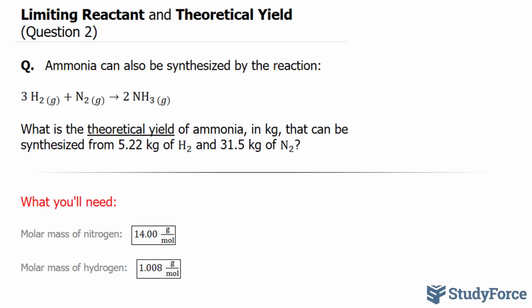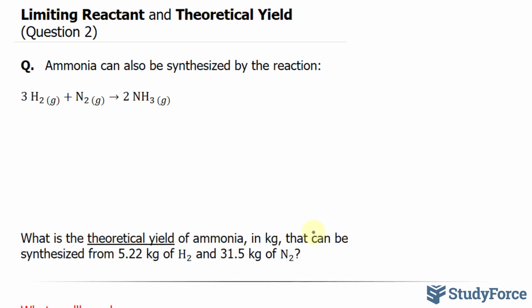What they're asking for here is the mass of NH3. They give us the mass of hydrogen gas and the mass of nitrogen gas, and we have to figure out which of these two is the limiting reactant. Here's how to figure that out. We'll start by writing out what we know.